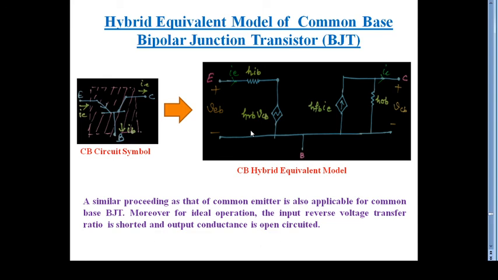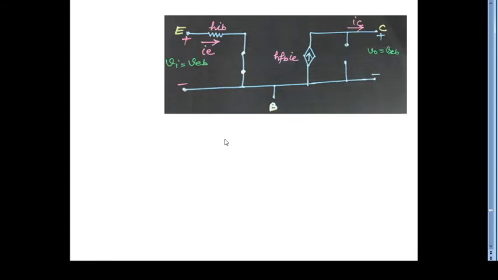So this one is the common base hybrid equivalent. A similar procedure as that of common emitter is also performed here for the common base configuration. Now, this one is the final one because HR value is very low, so we just short this one, and this one will become open, the output admittance. Okay, so this one is the simplified model.